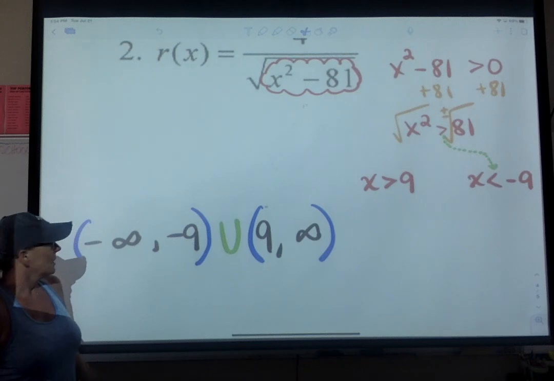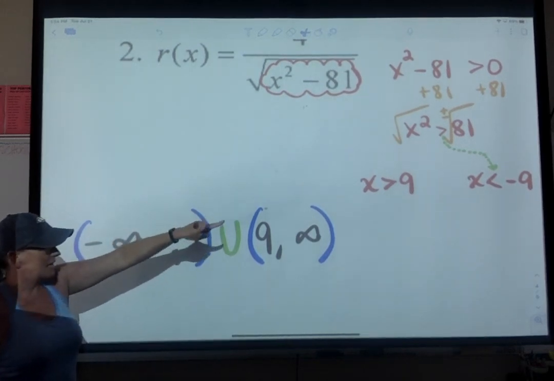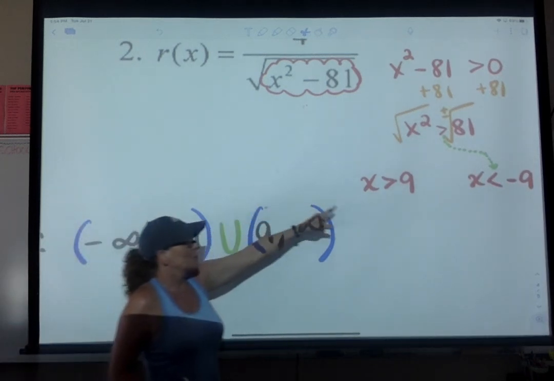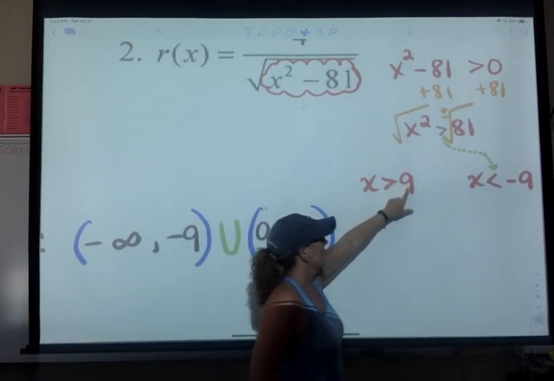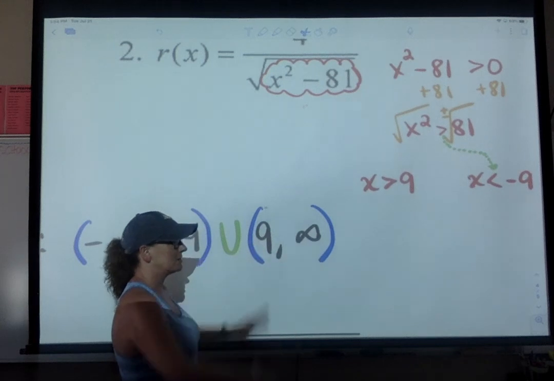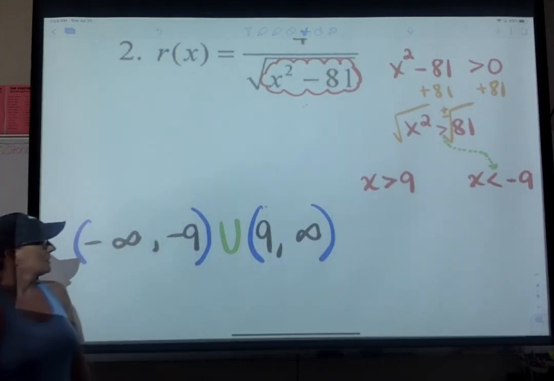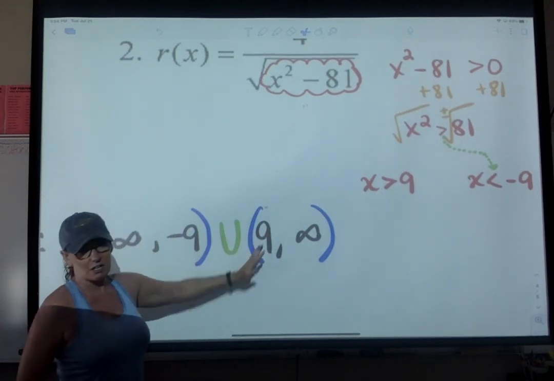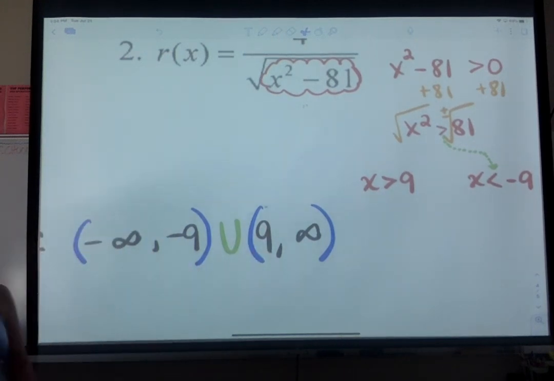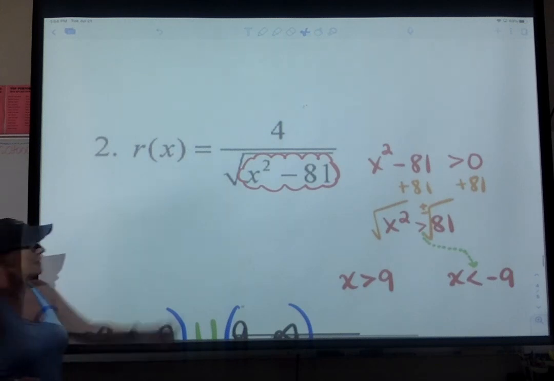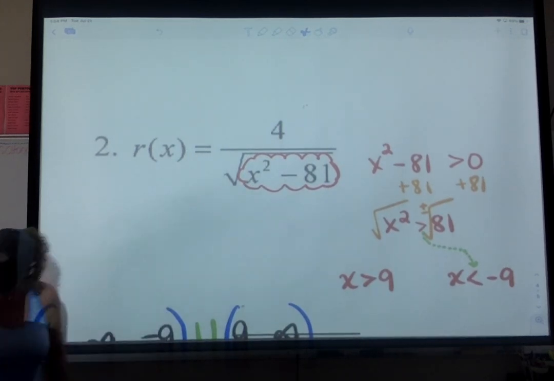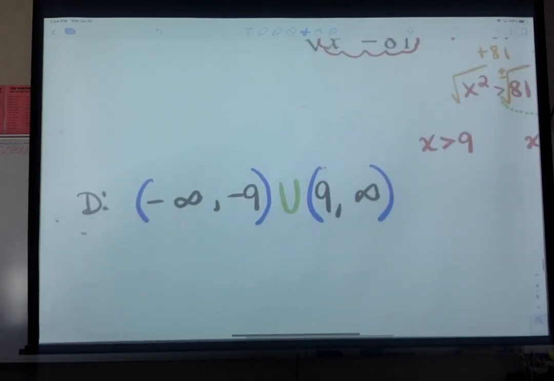Okay. So that takes care of that inequality. And then I can't use numbers between them. I have to start here and go to positive infinity. Numbers between -9 and +9 are not allowed. Don't believe me? Try them. It's not going to work out well for you. Okay? So there's your domain in interval notation.